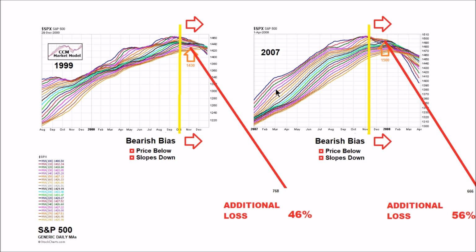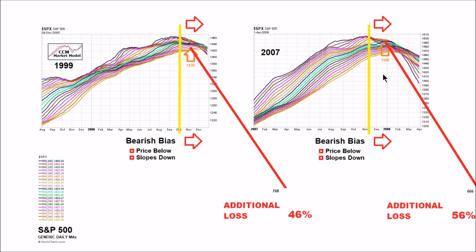The slopes are all up. This is what a bearish bias looks like. Price below our moving averages, the slopes are down. Price below, slopes are down. After we could see this different look here, the S&P 500 lost an additional 46%. We didn't have to forecast or predict anything. The S&P 500 from this point here lost an additional 56%.